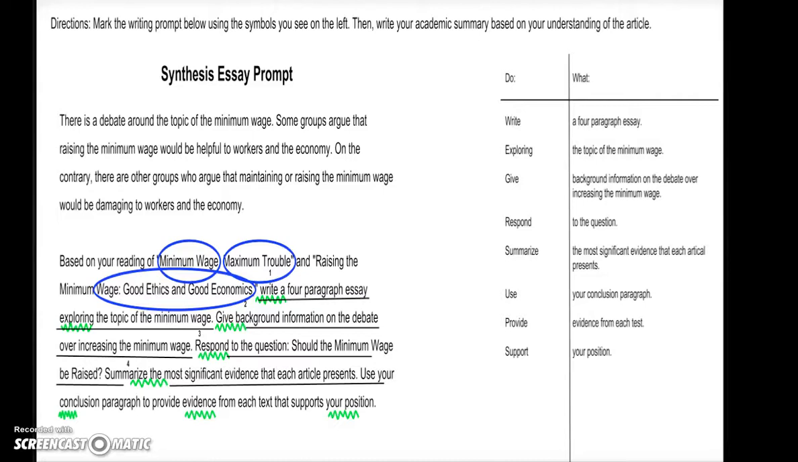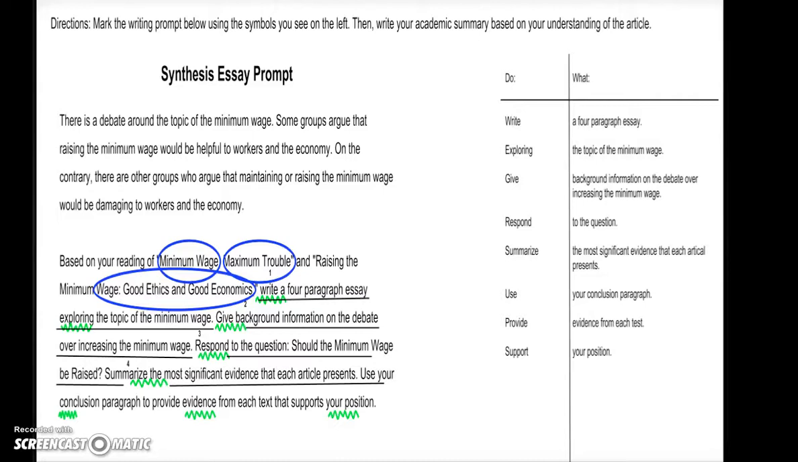Give background information on the debate over increasing the minimum wage. Respond to the question, should the minimum wage be raised? Summarize the most significant evidence that each article presents. Use your conclusion paragraph to provide evidence from each text that supports your position. Wow, this is a big task. Let's break it into parts.